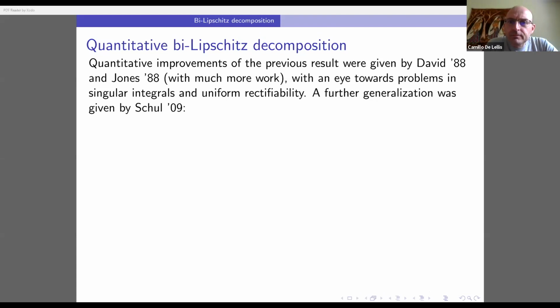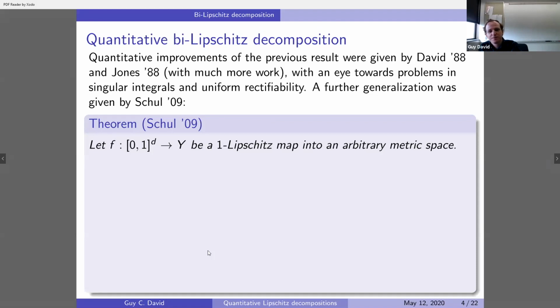So right. So there's a quantitative refinement of this that was given by David and Jones in the 80s, and then further improved by Renan Schul. So the result goes like this. You have a one Lipschitz map from Euclidean space into an arbitrary metric space. Okay, and so I restrict the map to just the unit cube. It's a little bit easier. So you have a map from the unit cube of d-dimensional space into some arbitrary metric space, and you have this parameter alpha, which is supposed to be your kind of error bound.